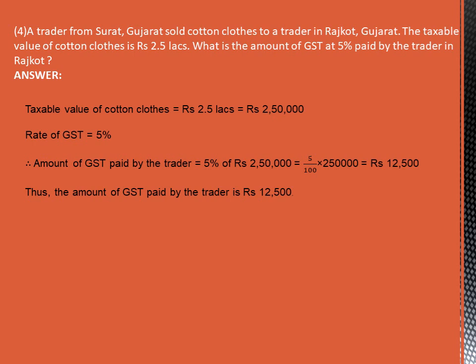Now sum number 4. A trader from Surat, Gujarat sold cotton clothes to a trader in Rajkot, Gujarat. That means the same state, Surat, Gujarat to Rajkot, Gujarat. The taxable value of the cotton clothes is rupees 2.5 lakhs. What is the amount of GST at 5% paid by the trader in Rajkot? The taxable value is 2.5 lakhs, that is 2,50,000. The rate of GST is 5%. Therefore 5% of 2,50,000 is 12,500. So the amount of GST paid by the trader is rupees 12,500.